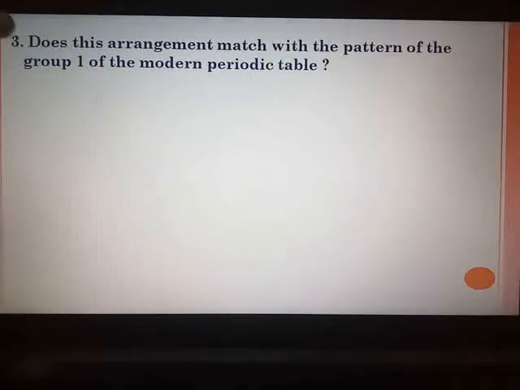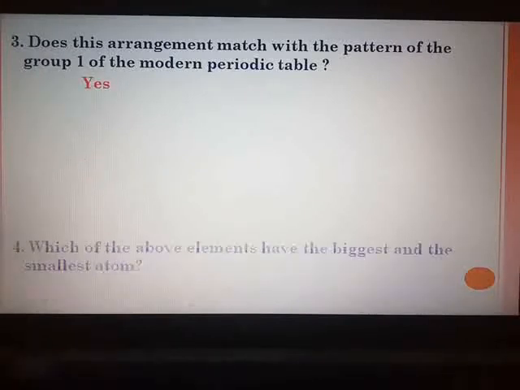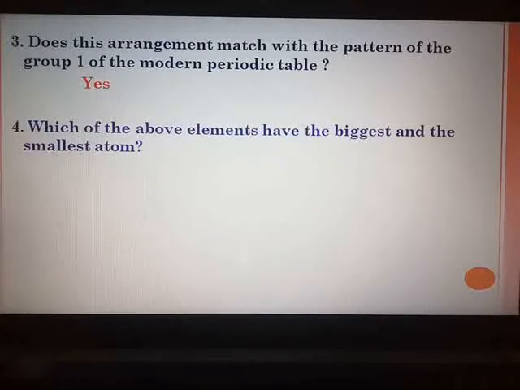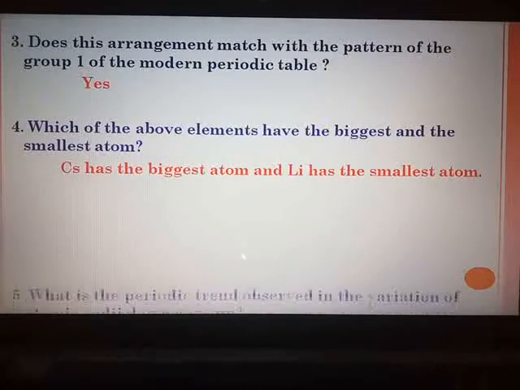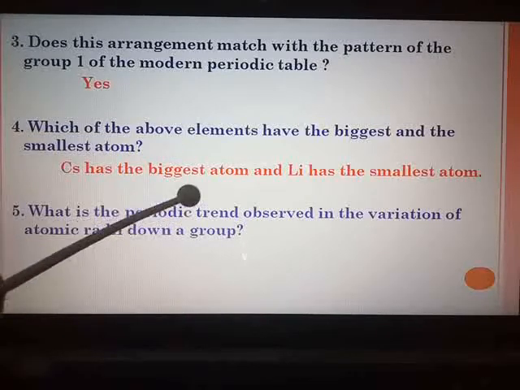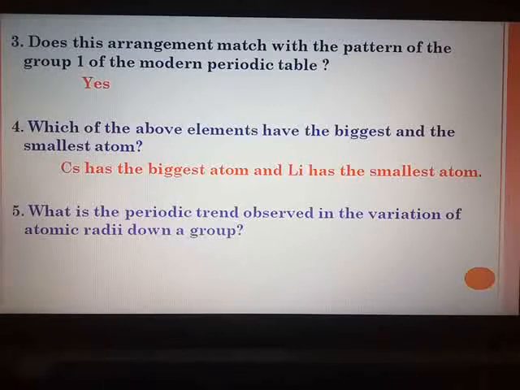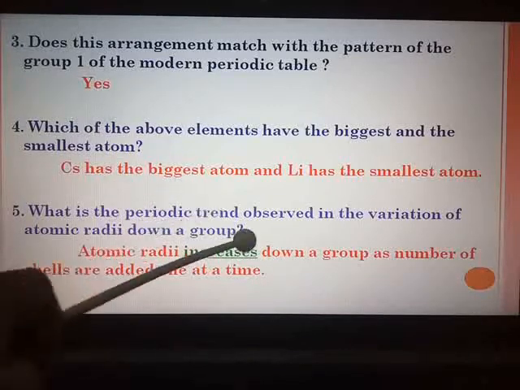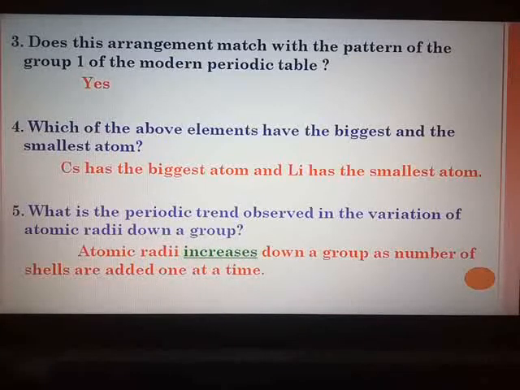Third, they have asked, does this arrangement match with the pattern of the group 1? Yes, it is matching. Fourth one, smallest and the biggest atom. Biggest is cesium and lithium is the smallest atom. And the periodic trend observed in the variation of atomic radii: it goes on increasing down a group as the number of shells are added one at a time.